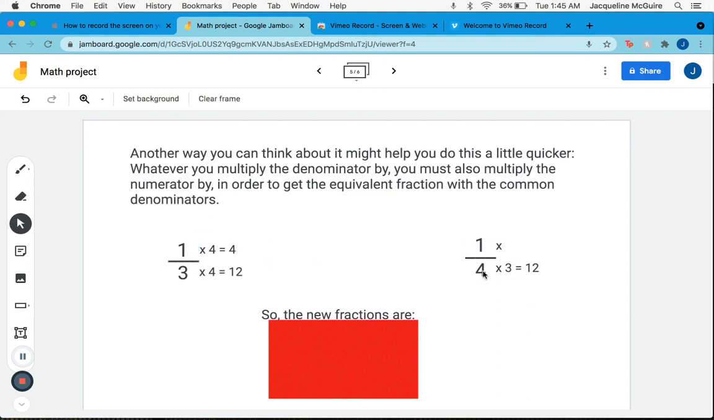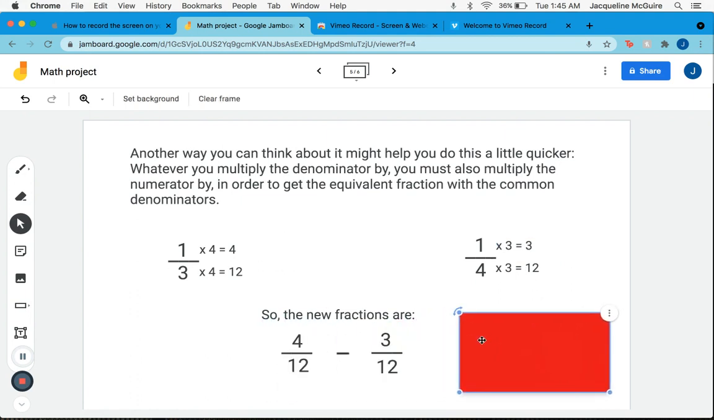And let's check over here. So we know that 4 times 3 equals 12. So what we have to do to 4 in order to get to 12 is multiply it by 3. That means we're going to do the same thing to this 1 up here. We're going to multiply this 1 by 3. So 1 times 3, of course, equals 3. So our new fractions are 4/12 and 3/12. So the new problem is 4/12 minus 3/12.